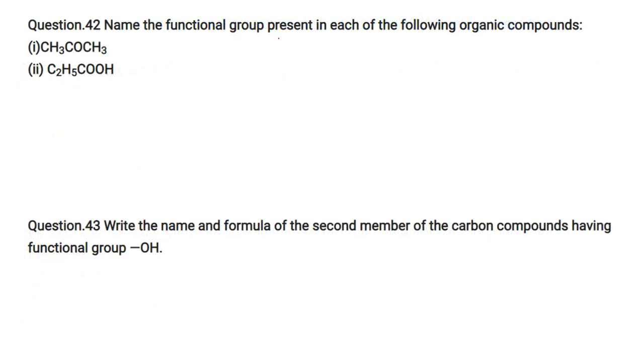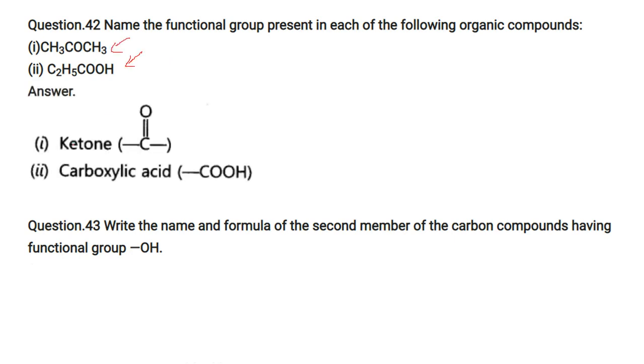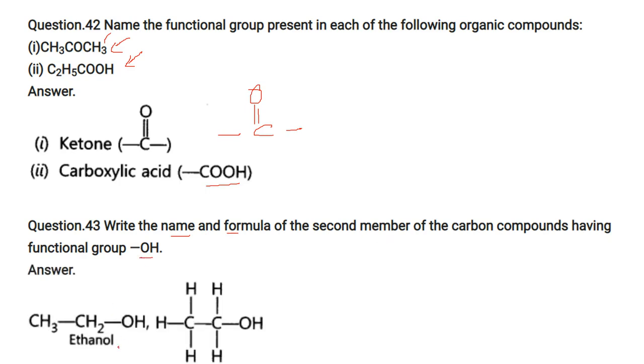Name the functional group present in each of the following organic compounds: CH3COCH3 and C2H5COOH. So this is ketone, the bonding is like this, and carboxylic acid COOH. Write the name and formula of the second member of carbon compounds having functional group OH. So this is ethanol, right? OH group, functional group.